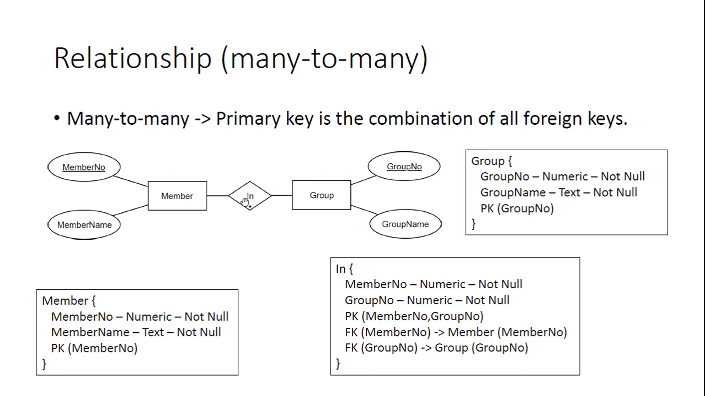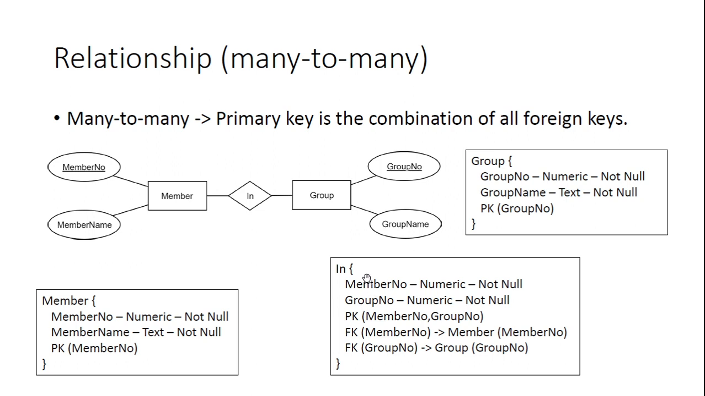For this relationship, we need to have foreign keys, right? We need a foreign key that is going to refer to the primary key of the member, which is member no. So we included member no in our table. The name here can be different. As long as we refer to the correct attribute in the different table, the names of the attributes within the relationship are not important.